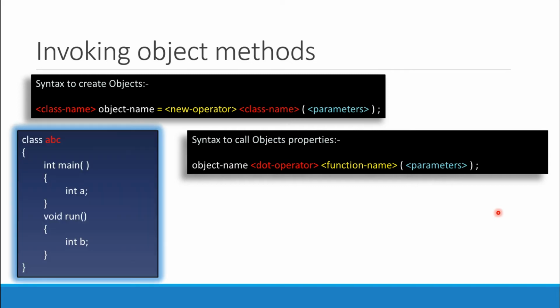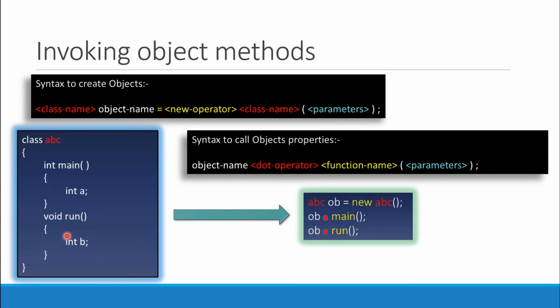Let's see an example. In this example, we have a class named ABC with two different functions, main and run. Now, how do we invoke main and run after creating objects of class ABC? Let's see that. You create an object: ABC ob = new ABC(). Class name ABC, object name ob equal to new, then again the class name, that is ABC, followed by the parameter list. Then ob.main() in order to call the main function, and ob.run() in order to call the run function.